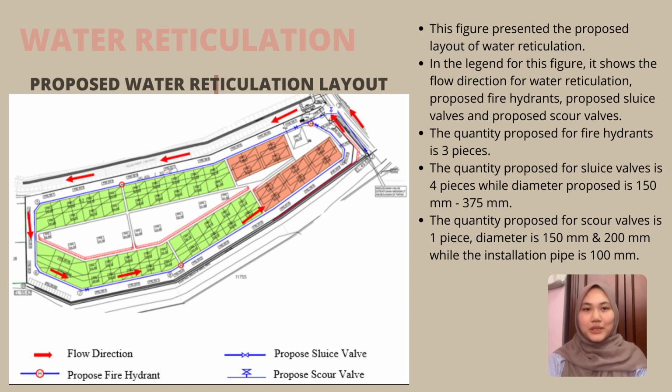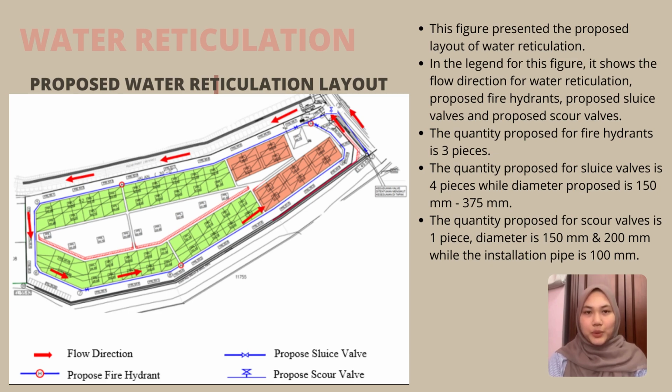Next, I will explain the proposed water reticulation layout. This figure presents the proposed layout of water reticulation. The legend for this figure shows the flow direction for water reticulation, proposed fire hydrant, proposed sluice valve, and proposed core valves. The quantity proposed for fire hydrant is 3 pieces.